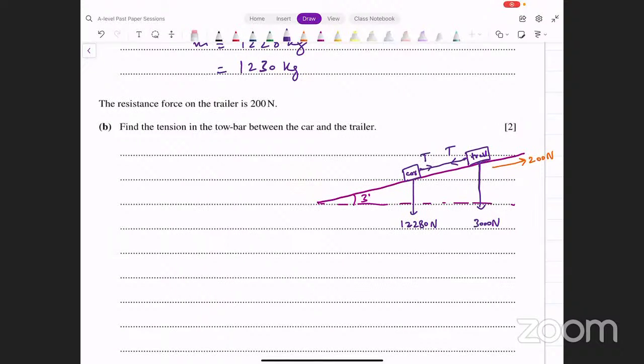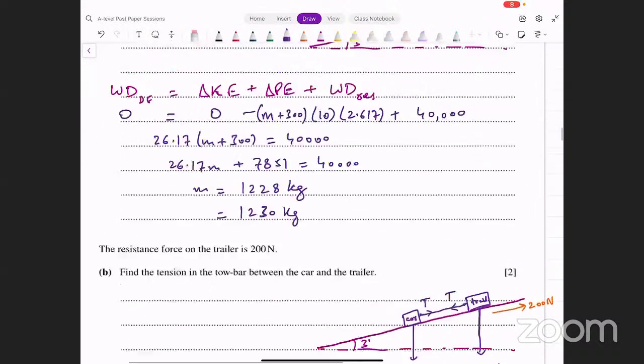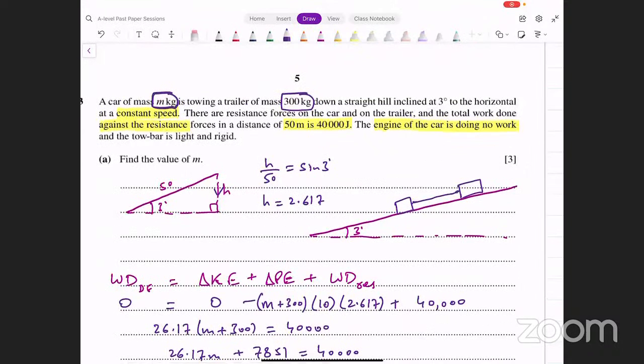ये आपके पास कार के ऊपर फोर्सेस लग रही है, ठीक है? कार के ऊपर तो रेजिस्टेंस है. Let's try to have a look at that. Yeah, so उसने कहा हुआ है कि total work done against resistance forces, that is 40,000 joules. तो अगर आपको वो निकालना होता कि कार के ऊपर कितनी रेजिस्टेंस है, वो भी आप फिगर आउट कर सकते थे, ठीक है?